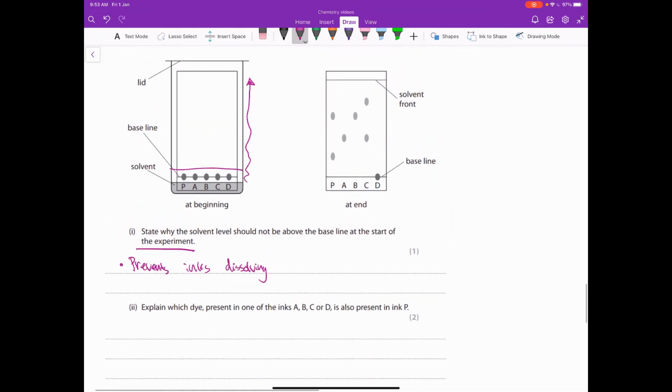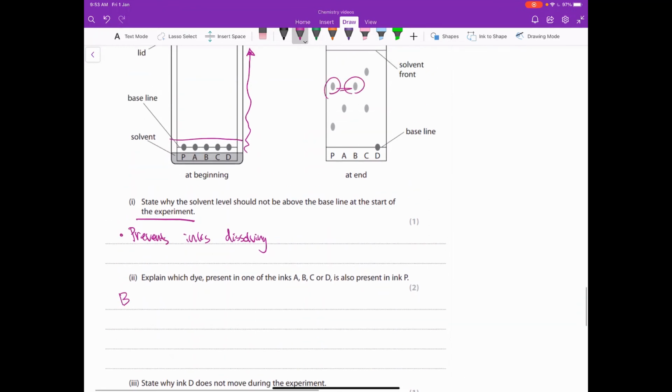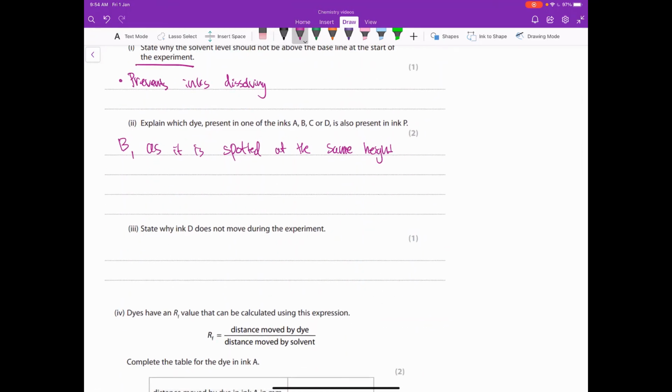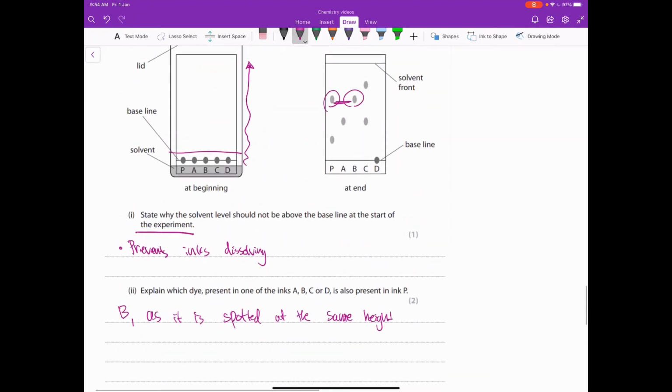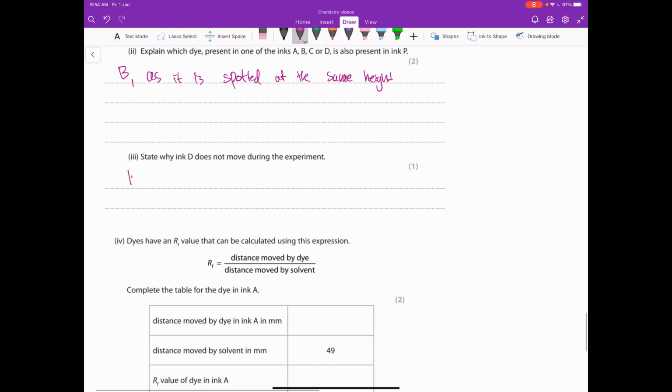Part 2, explain which dye present in one of the inks A, B, C, or D is also present in ink B. Which would be B. These are the only common ones, as it is spotted at the same height. Part 3. State why ink D does not move during the experiment. This would be because it's insoluble in the solvent.